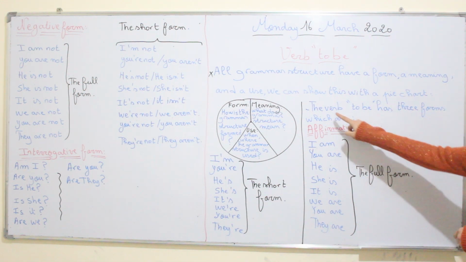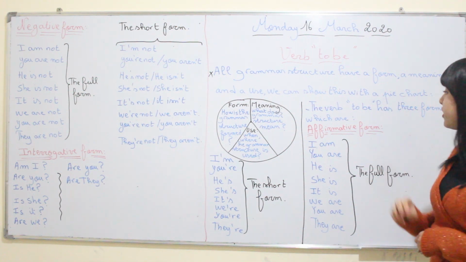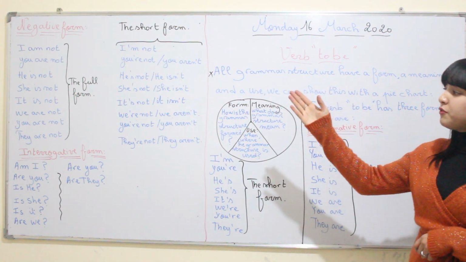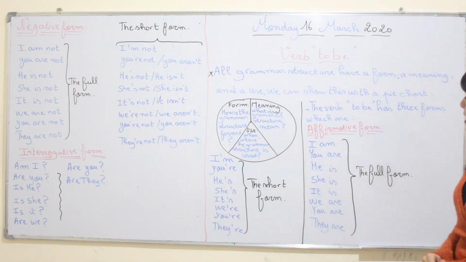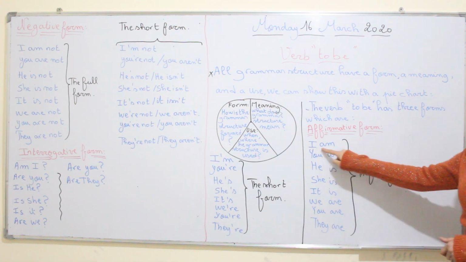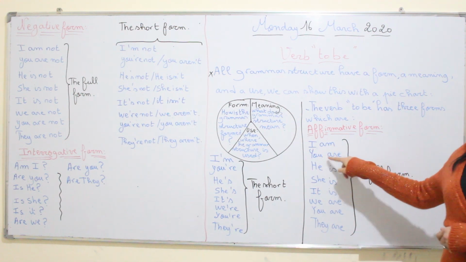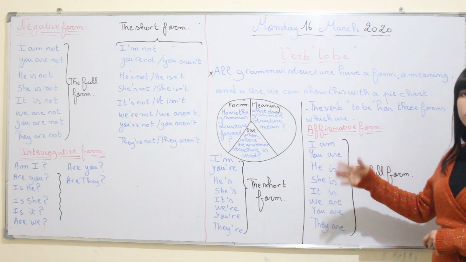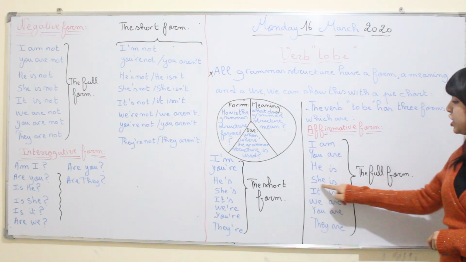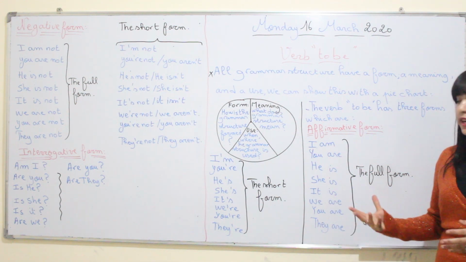First of all, the verb to be has three forms, عنده trois ديال les formes, which are affirmative form, negative form, and interrogative form. Let's begin with the affirmative form. The affirmative form is I am when we want to talk about ourselves. فاش كنبغيو نهضروا على راسنا we say I am. You are when we want to talk about another, you, and he is for the guys, boys, men, she is for the girls, it is for an object, animals, or plants.